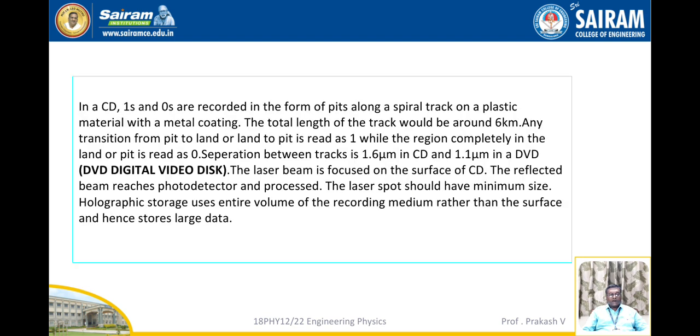ones and zeros are recorded in the form of pits along a spiral track on a plastic material with a metal coating. The total length of the track would be around 6 km. Any transition from pit to land or land to pit is considered as 1, while the region completely in the land or pit is read as 0. The separation between the tracks is around 1.6 micrometer in compact discs, that is CD, and it is 1.1 micrometer in a DVD, that is digital video disc.